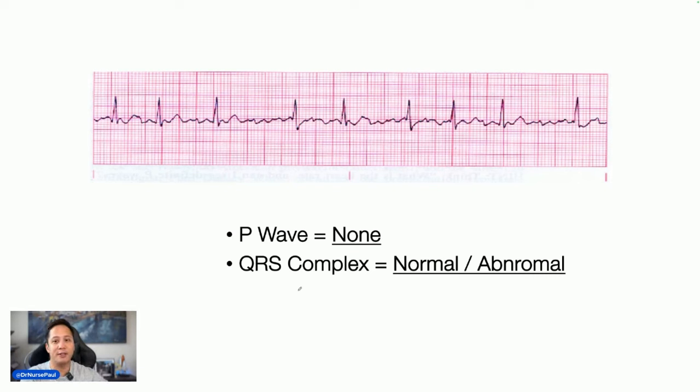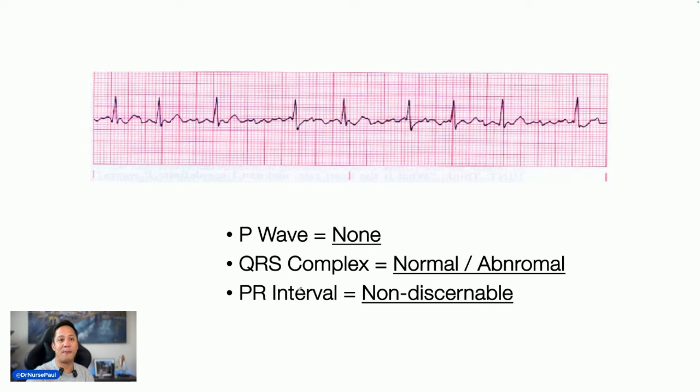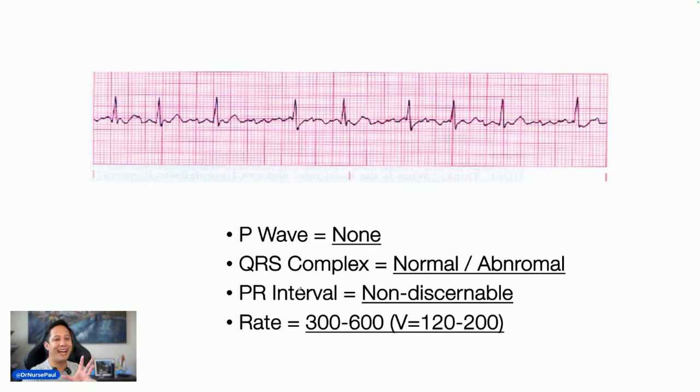PR interval. The answer very quickly: no, there's no PR, because if there's no P, there's no PR. The rate, well, the atrial rate can be high. The ventricular rate can also be normal or high, right? From normal to high. You see, we separated it.